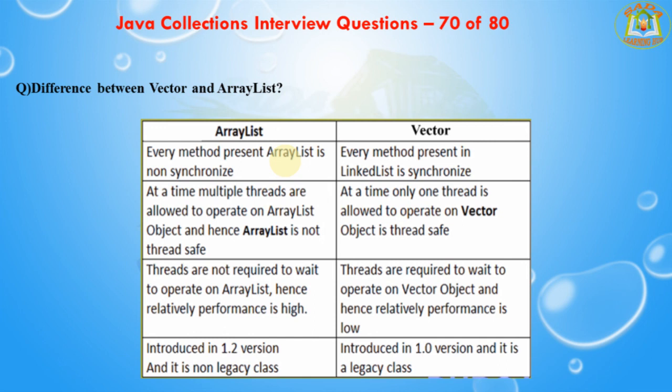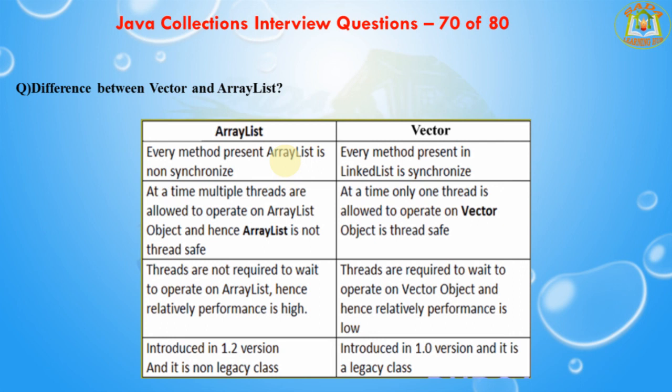At the time, multiple threads are allowed to operate on an ArrayList object and hence ArrayList is not thread safe. At a time, only one thread is allowed to operate on a Vector object, so it is thread safe.